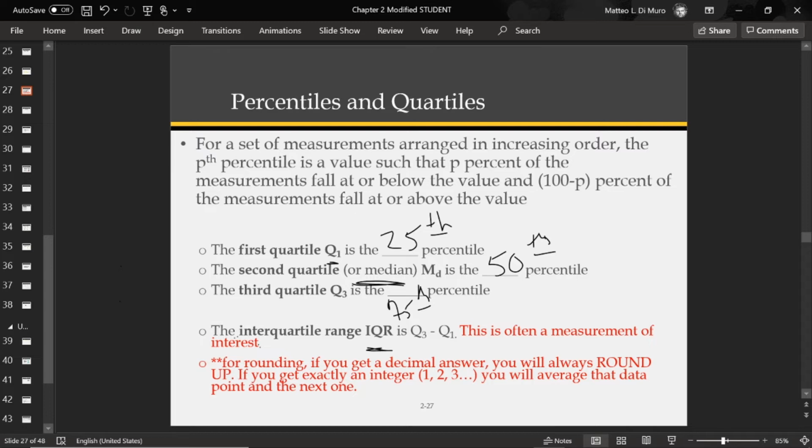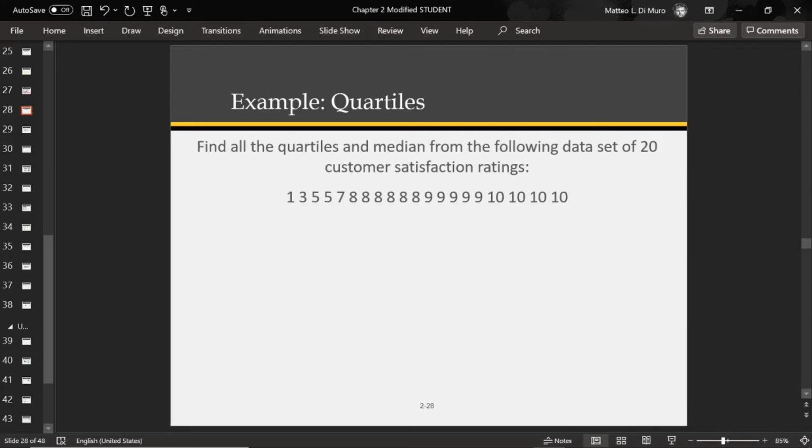So when you're doing these things, just keep in mind that when you're rounding, if you get a decimal answer, you're always going to round up. If you get exactly an integer, then that means that you're going to average that data point and the next one. And let's see what that means.